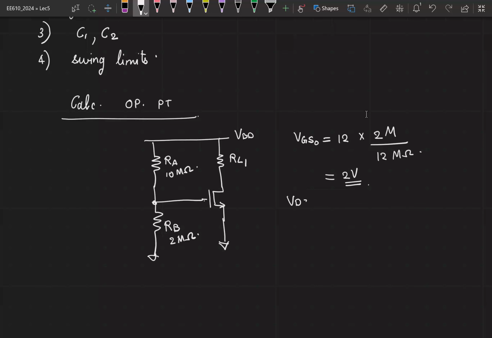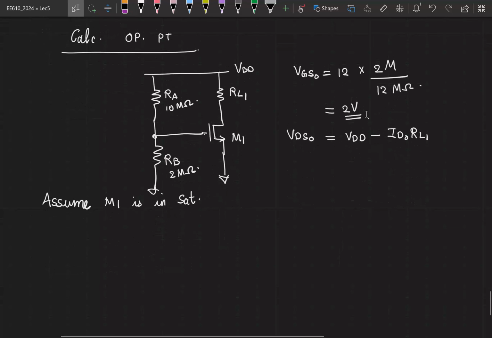Now your VDS0 will be equal to VDD minus ID0 into RL1. Now to calculate this, you need to apply an equation for ID0. And to do that, you need to know the region of operation of the transistor. Is there anything that might hint that the transistor might have a particular region of operation? Nothing, right? So we have to start with an assumption. So we'll assume that M1 is in saturation.